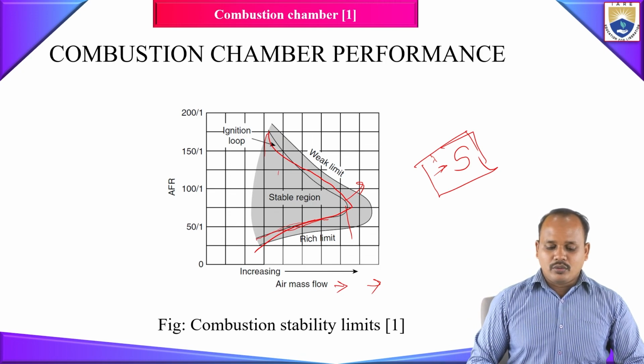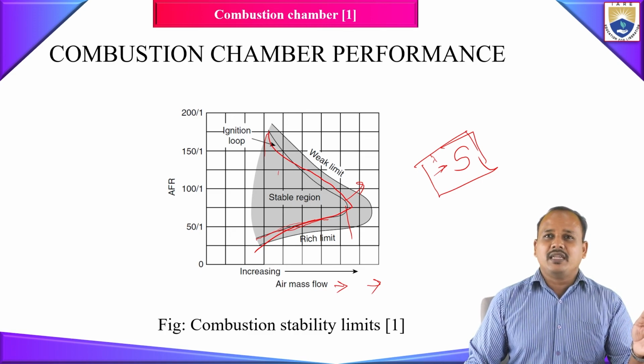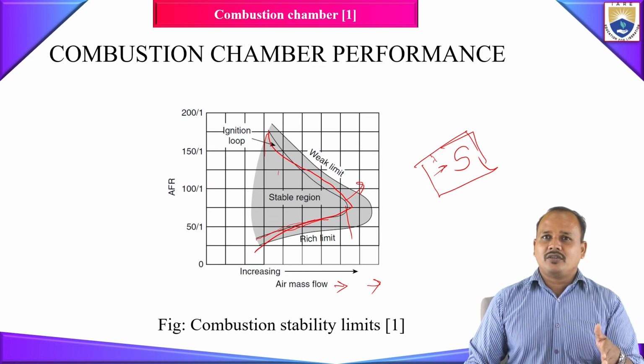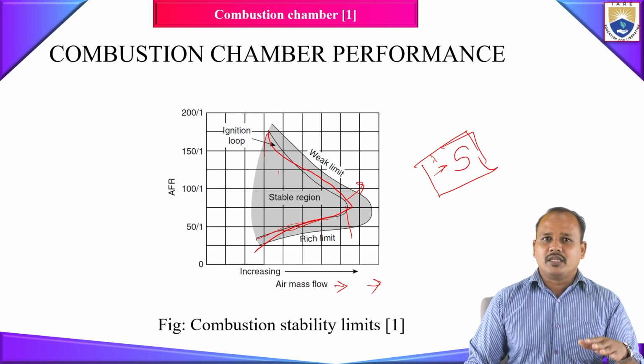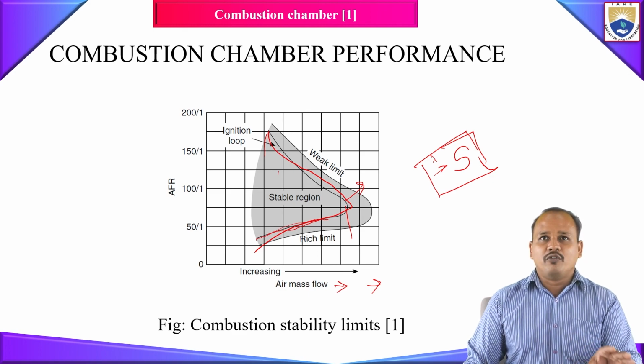With this I'll complete today's lecture. What we have seen is the mechanism of combustion, and how we can find out the stoichiometric fuel air ratio or air fuel ratio for a given type of fuel. Then we have seen the parameters we use to measure the performance of our combustion chamber.